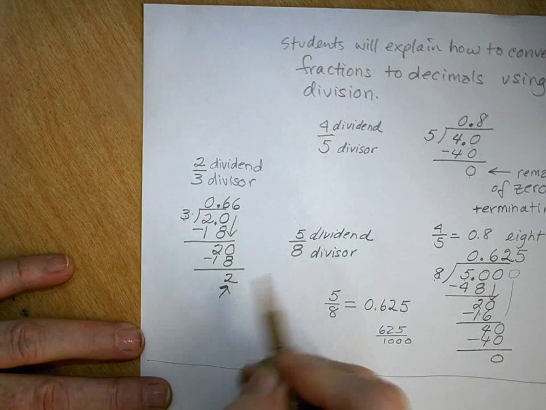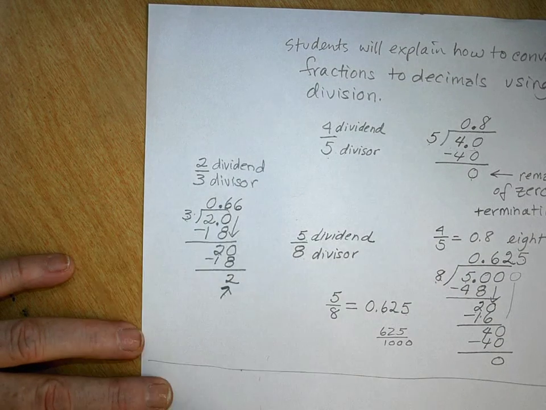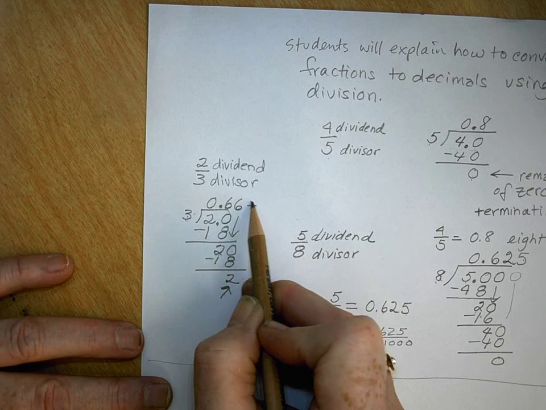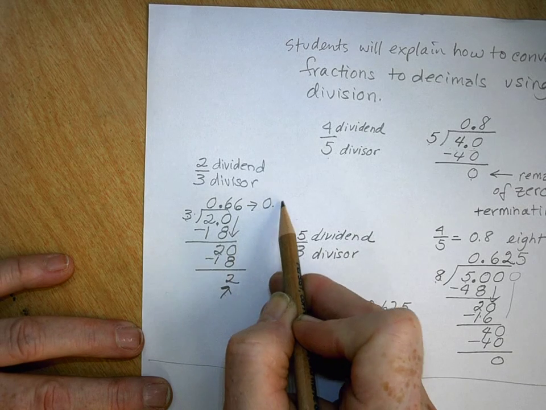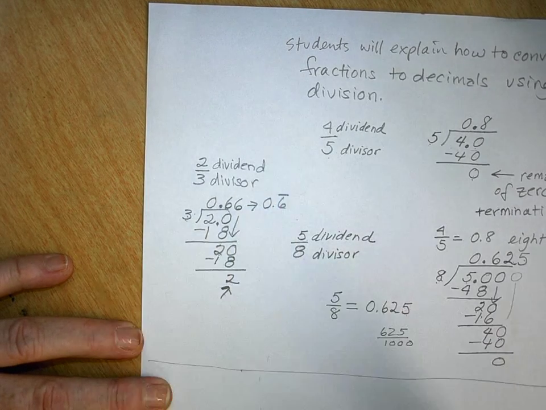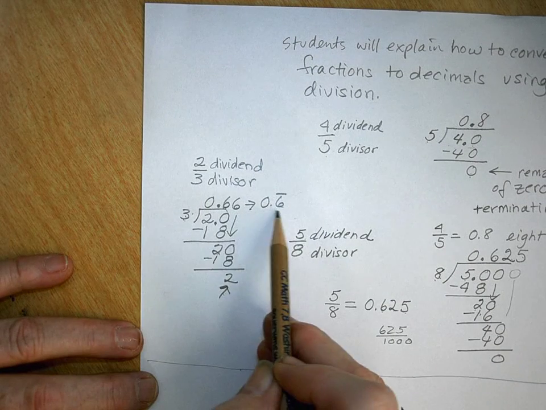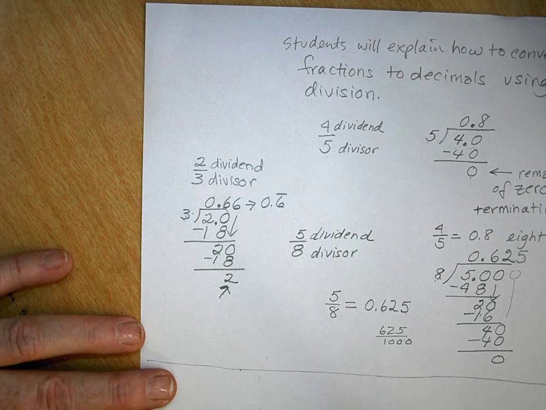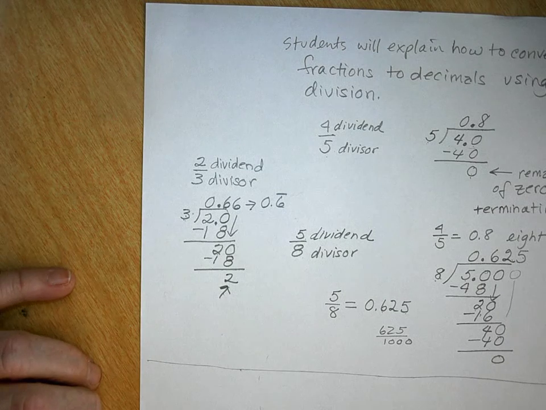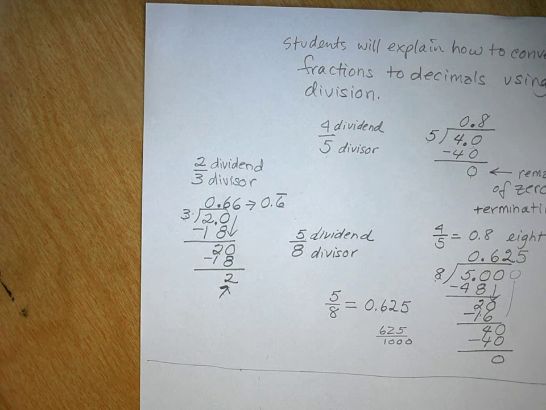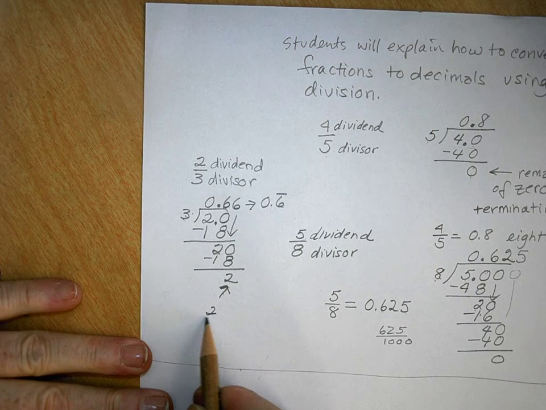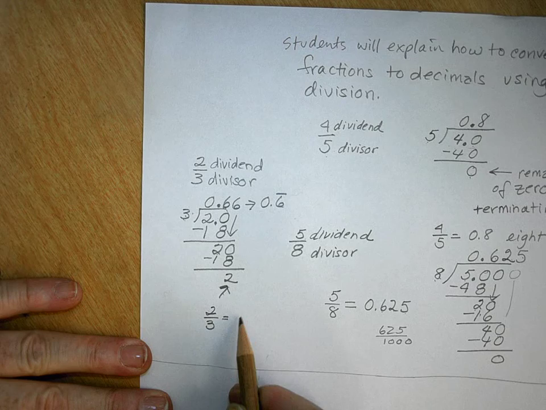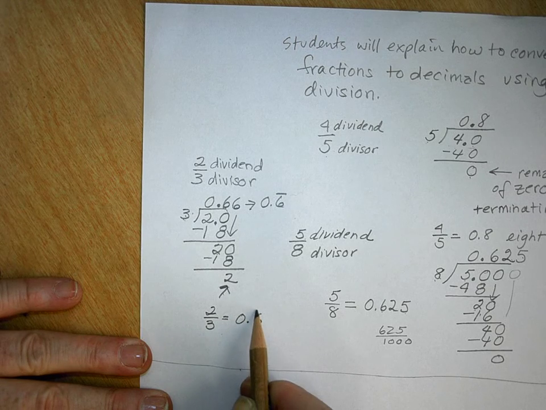That means my decimal is repeating. It's never going to change. And so I would write 0.6 with a bar over it to indicate that my decimal number is a repeating decimal, that there's a pattern of remainders and it will never stop. And that's how I convert fractions to decimals using long division. So 2/3 is equal to 0.6, the 6 is repeating.